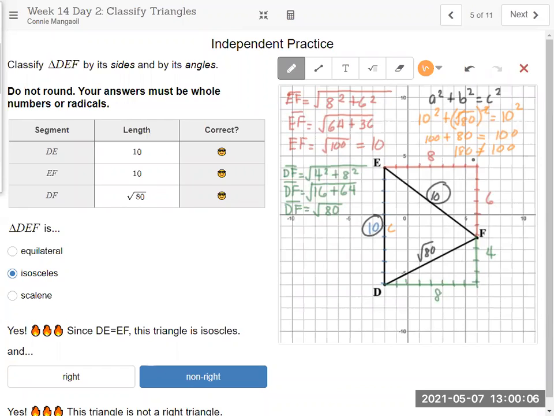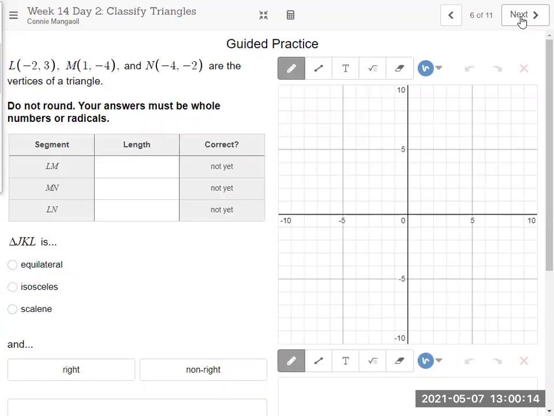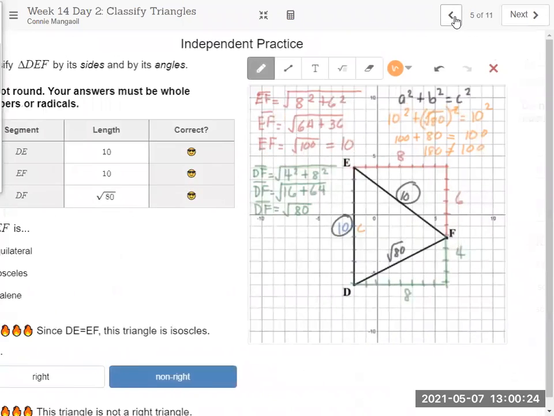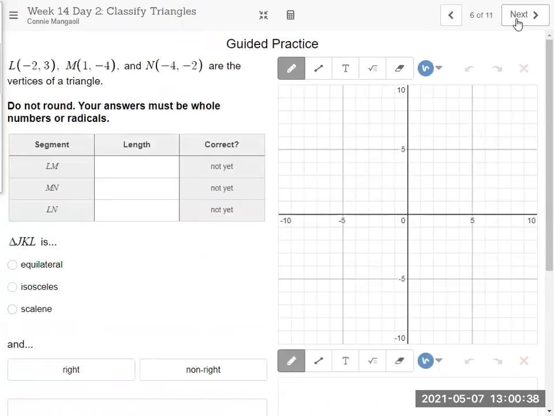Okay, so let's move on to slide number 6. By the way, class, this is not triangle JKL. This should be triangle LMN. Can you go back, Miss Anne, please? Sure. Okay, thank you. All right. So again, as I was saying, this should be triangle LMN.